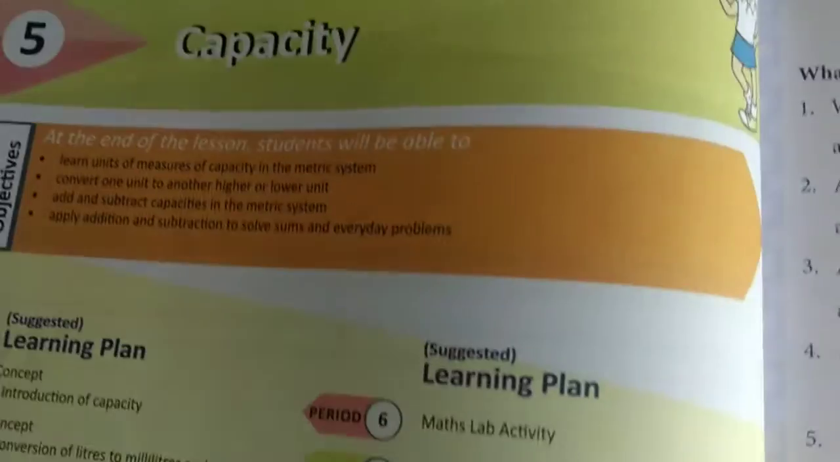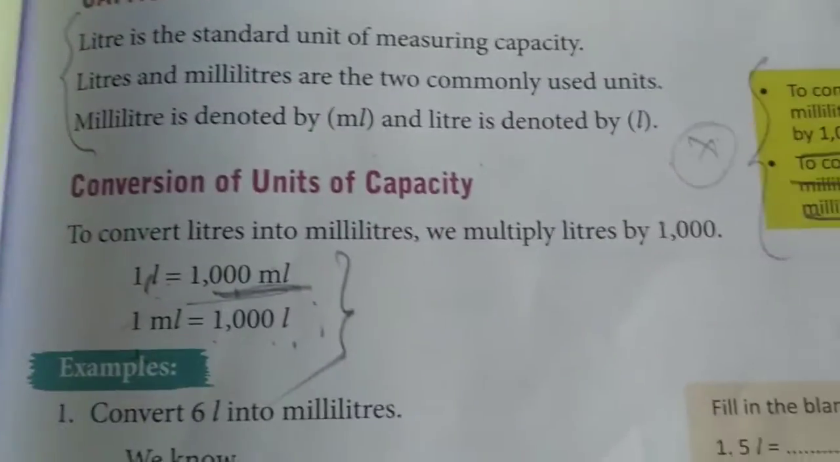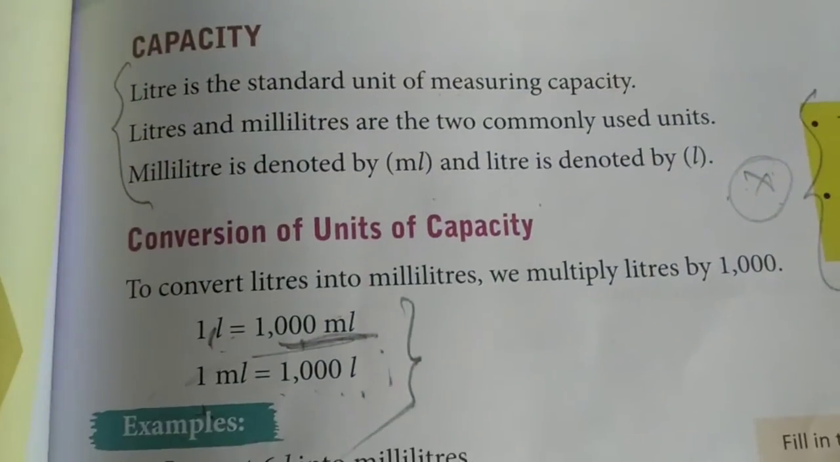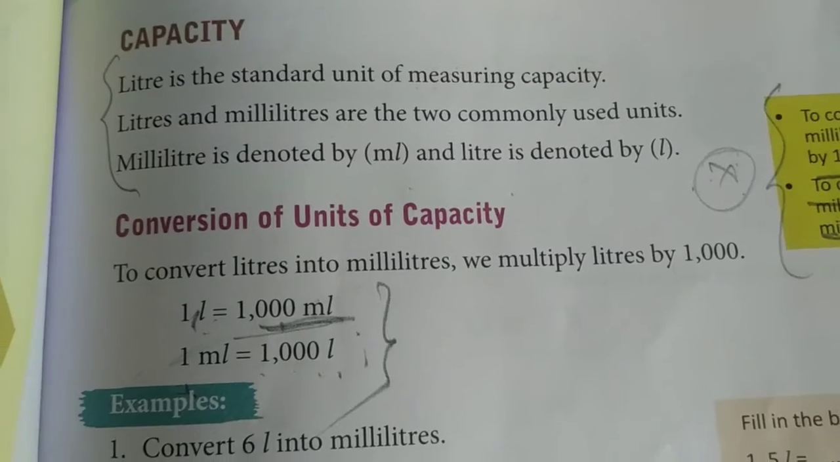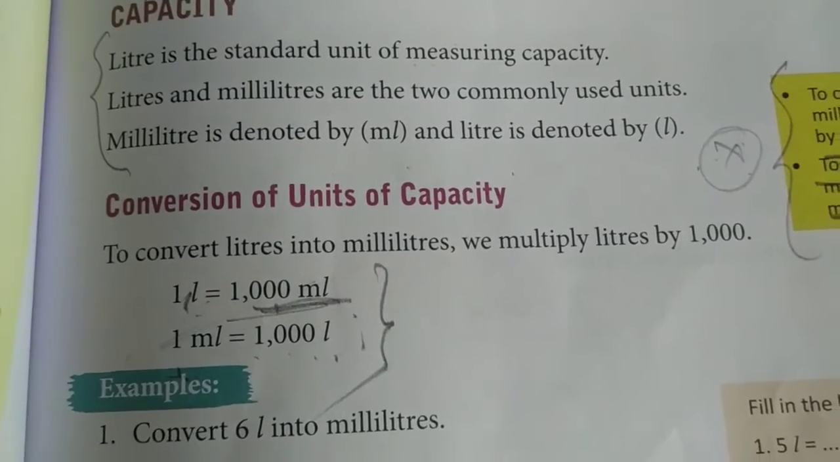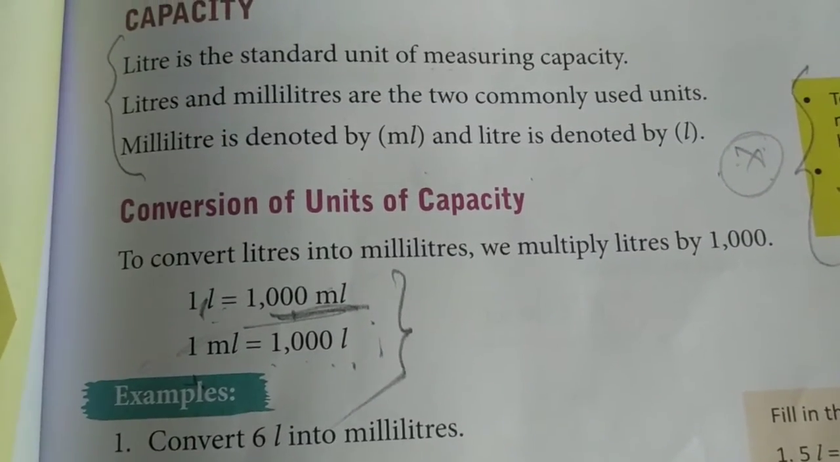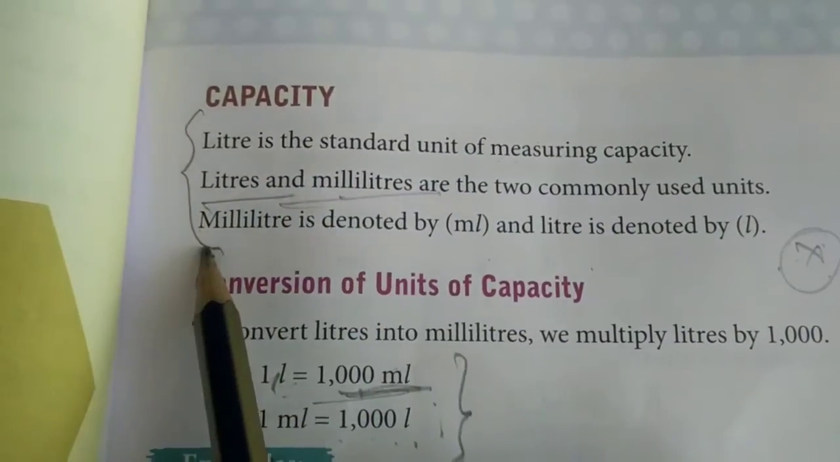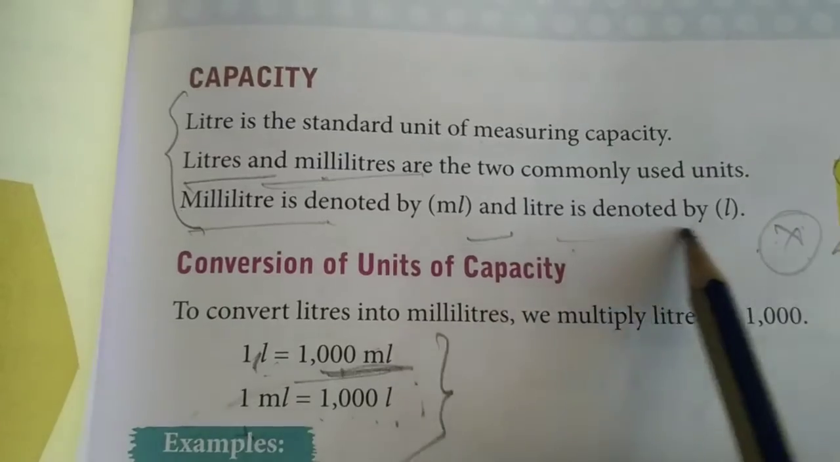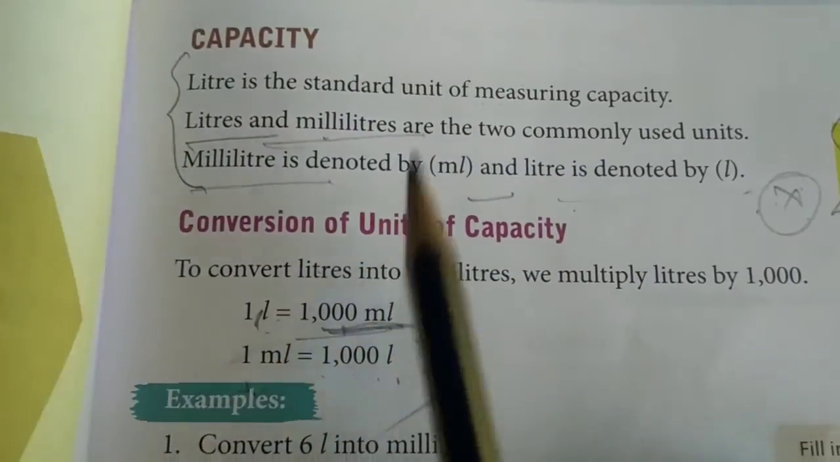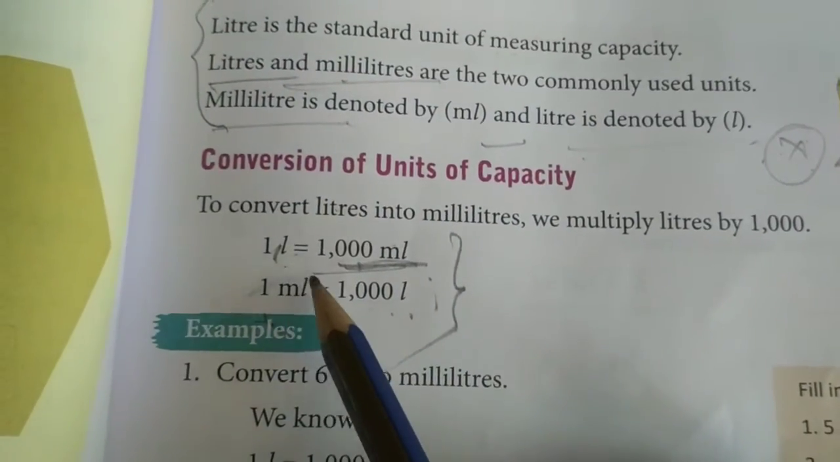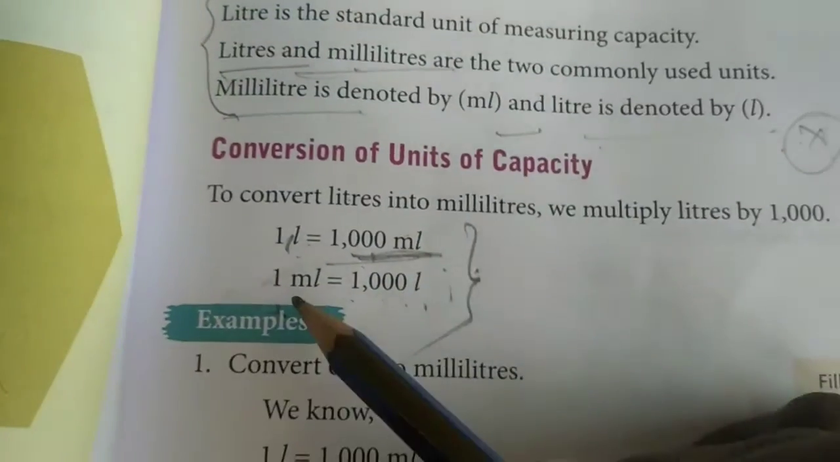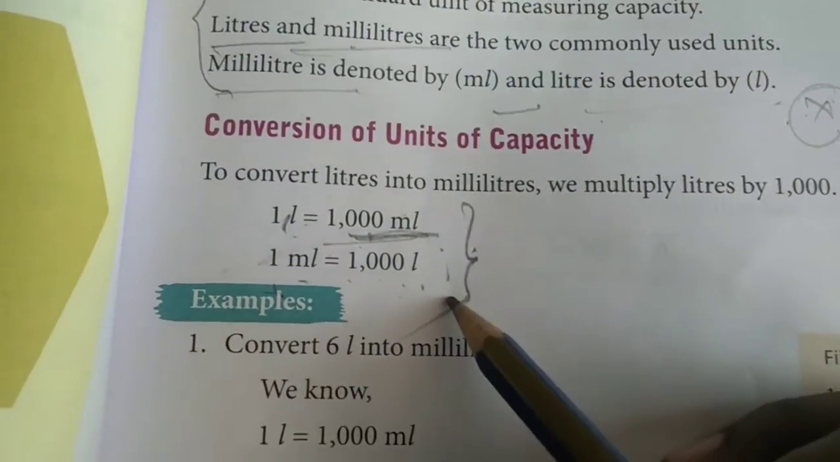Next, our next lesson is lesson 5, capacity. Here also there are important terms. Liter is the standard unit for measuring capacity. The two commonly used units are liter and milliliter. Milliliter is denoted by ml, liter is denoted by L. Conversion of units of capacity: 1 liter is equal to 1000 milliliter. 1 milliliter is equal to 1/1000 liter.